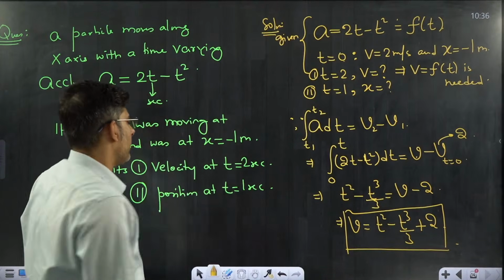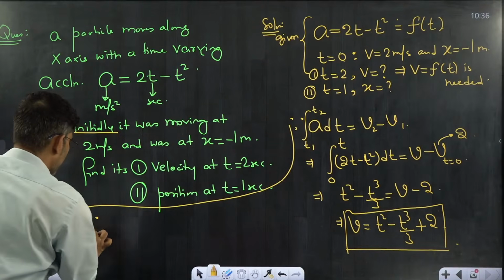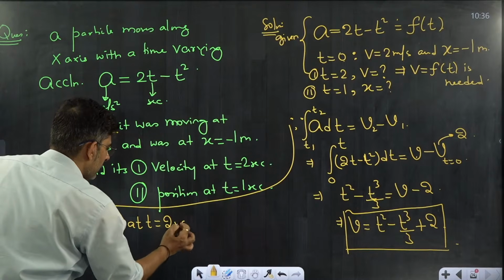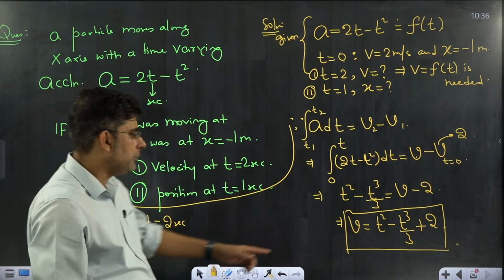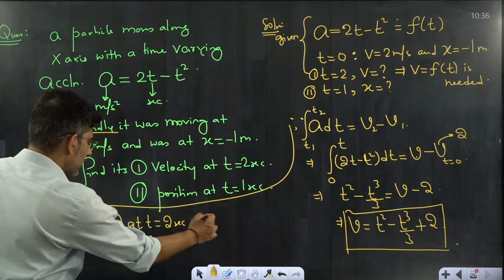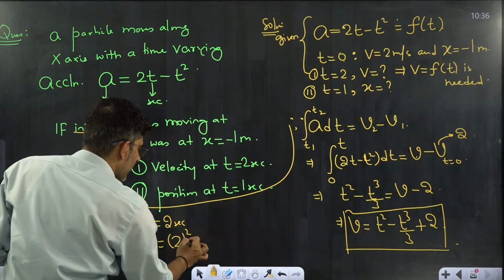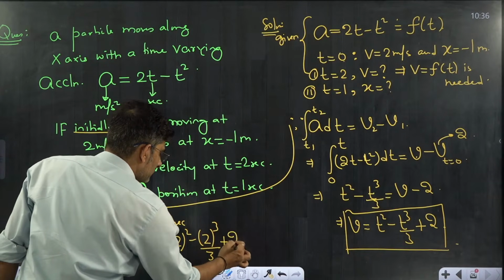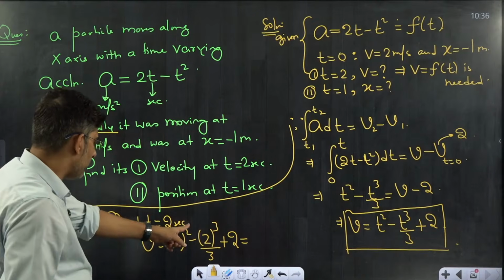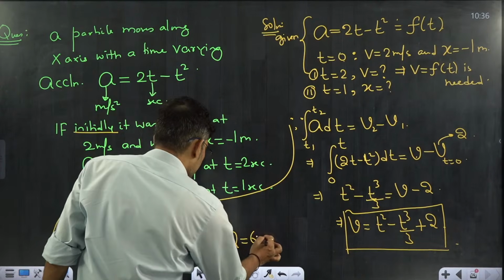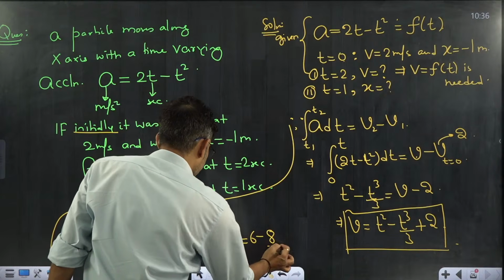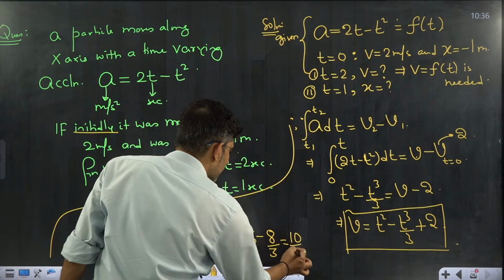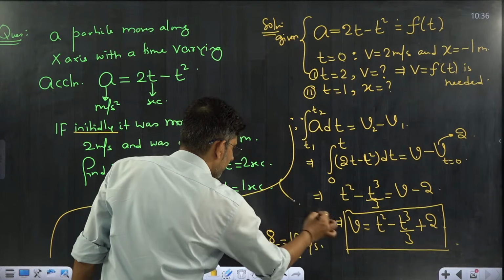Once you get velocity as a function of time, your work for the first part is over. At what time are they asking, beta? At t equals 2 seconds. When t equals 2 seconds, just substitute t as 2. You get 2 square minus 2 cube by 3 plus 2. So this will become 2 2s are 4 plus 2, 6, minus 8 by 3. 6 3s are 18 minus 8, 10 by 3 meter per second.